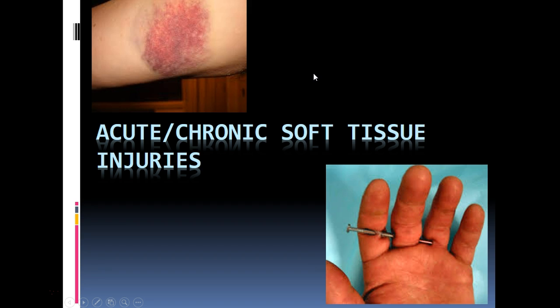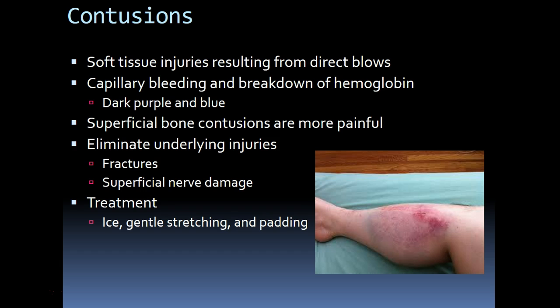Okay, moving into acute and chronic soft tissue injuries. The first type of pathology is a contusion. I'm assuming all of you know this by now, but if not, a contusion or a bruise, as some of you might call it, is a soft tissue injury. It always results from a direct blow unless you have some type of disease that causes bruising. For the most part, it always occurs from a direct blow.